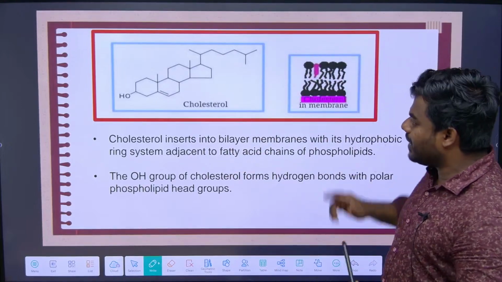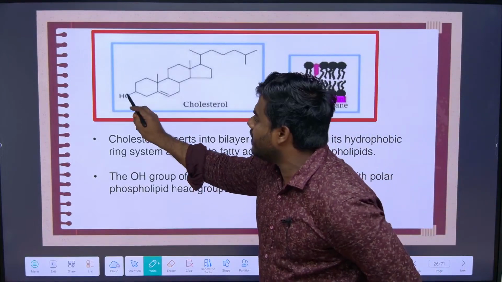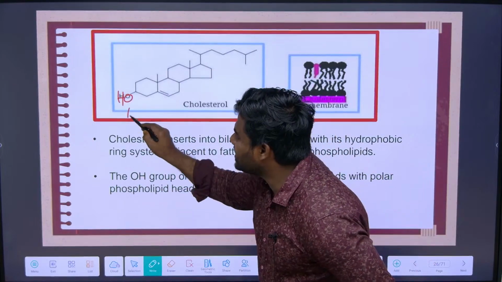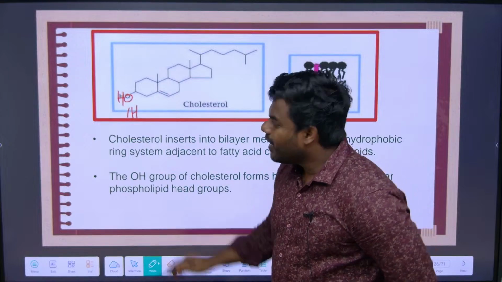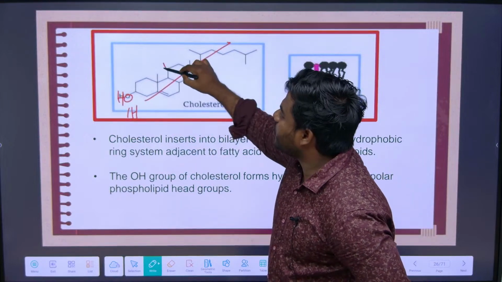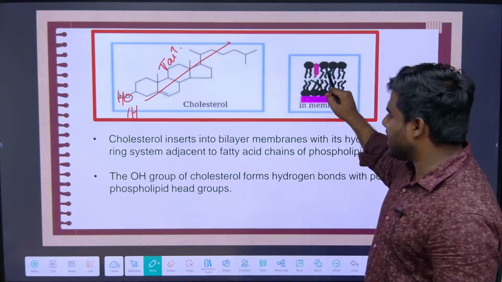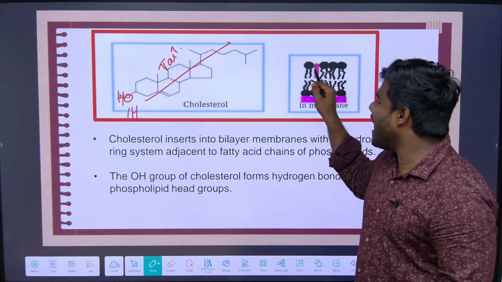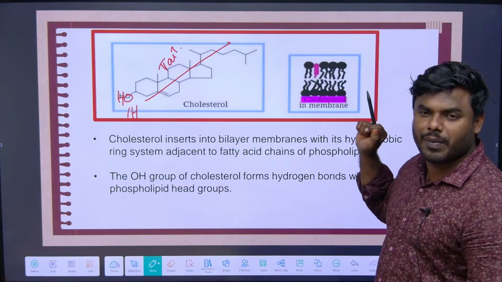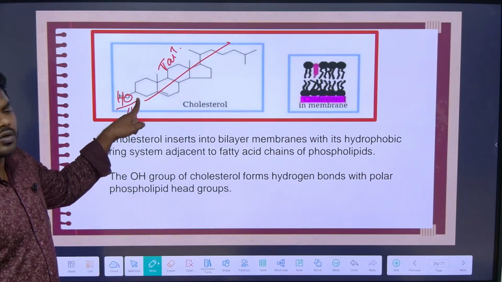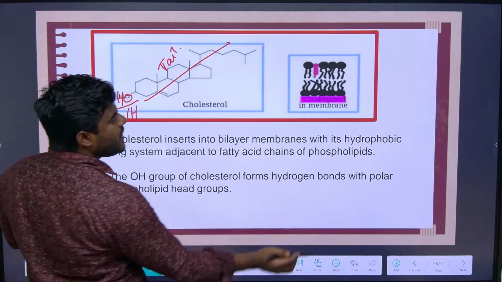Can everyone focus on the picture? Can you see here? Cholesterol contains what group? The OH group. We call this the head group. And this is called the tail group. Now all of you focus: how is cholesterol embedded within the plasma membrane? Look into the picture correctly. Cholesterol's head has what group? The OH group.